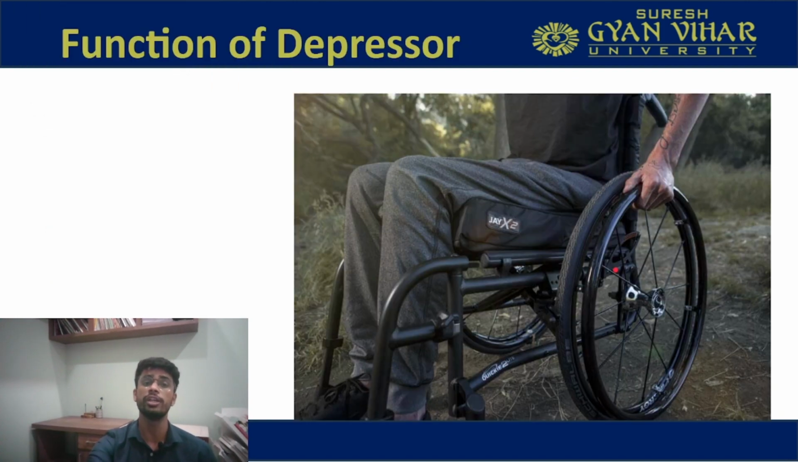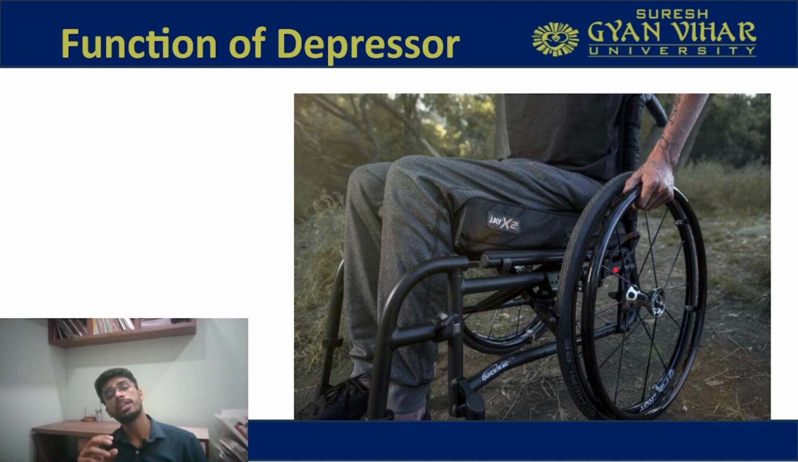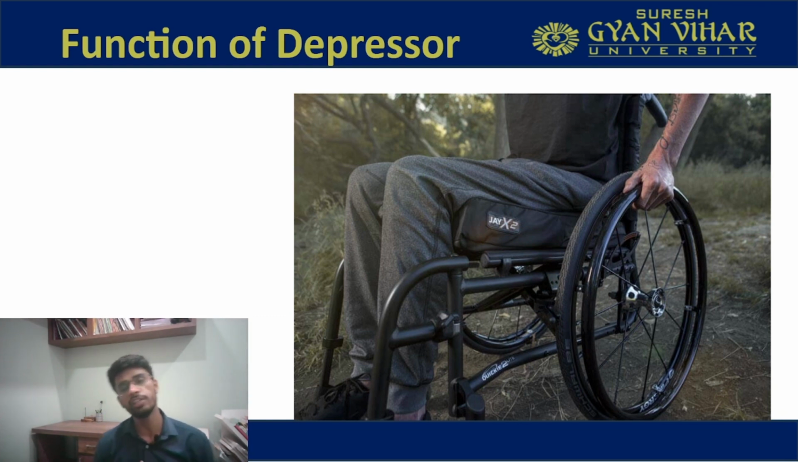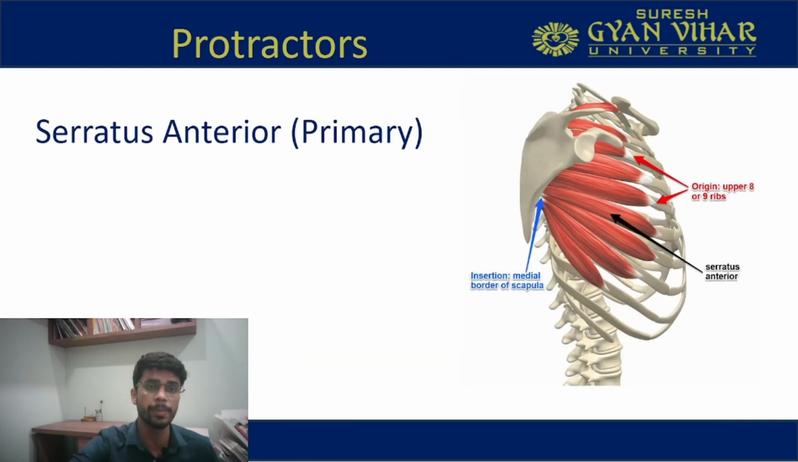So these all were your depressors, and these depressors are very important in the wheelchair patient. Whenever the patient is in the wheelchair and he has to lift from the chair, he keeps his arm like this and depresses the scapula, and as action and reaction, the body gets lifted in the upward direction. This helps in relieving the pressure from the ischial tuberosity, which is generated by prolonged sitting. So this is an important function of the depressor muscles.